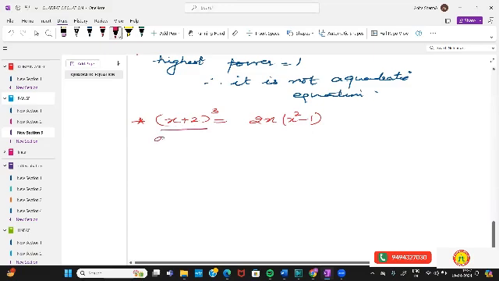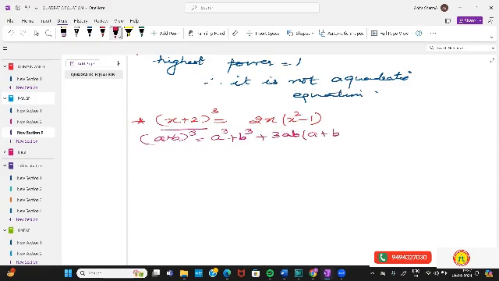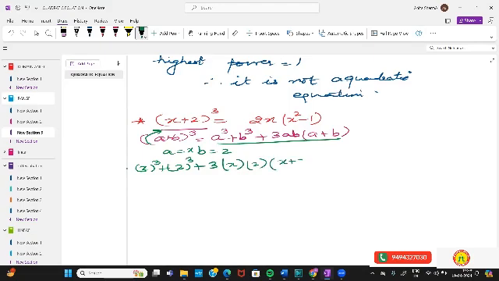So here is (a plus b) whole cube. What is the identity for (a plus b) whole cube? It is a cube plus b cube plus 3ab into (a plus b). Right, beta? So on comparing, the value of a is x and the value of b is 2. Just put the values in the right hand side. Put x cube plus 2 cube plus 3 into a is x, b is 2, into (x plus 2).